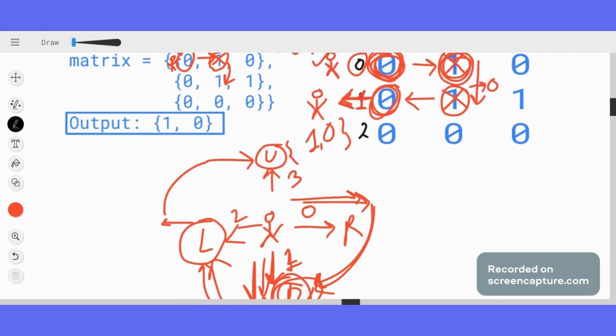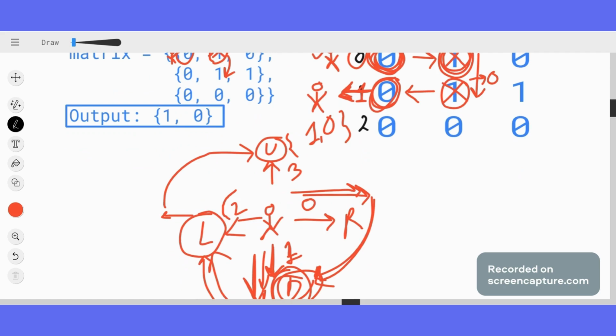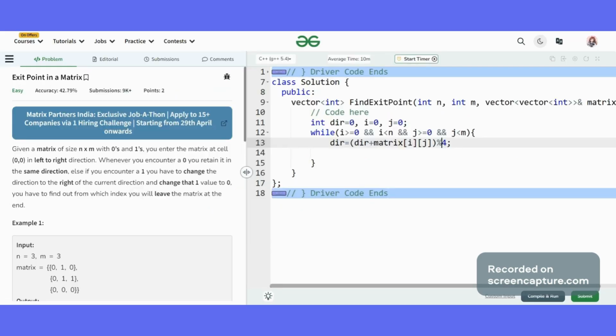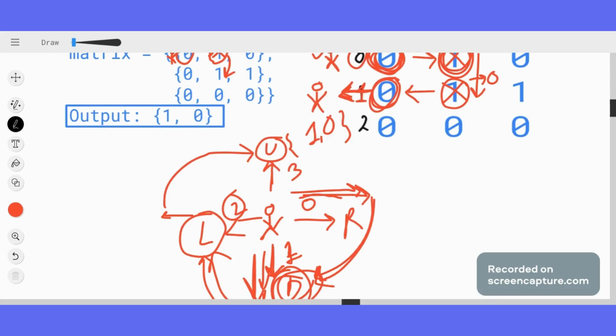Similarly, if my direction becomes 2, then I will move to the left side. In a similar way, if my direction becomes 3, then I will move upward. Now there can also be a case when my direction will again become 4. If it becomes 4, then what is 4 modulo 4? It is 0. So again it will point to the right direction. Again it will move in the same way.